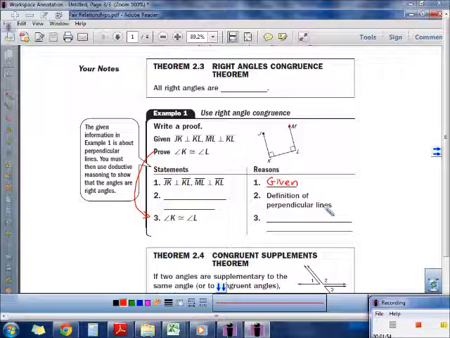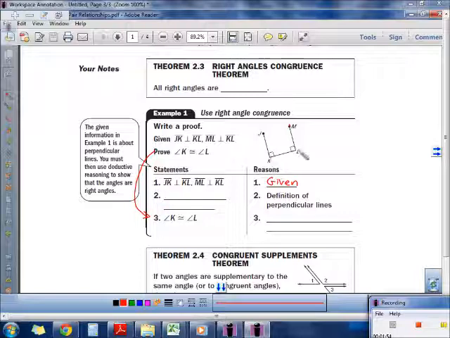Do we have that one already written down? Yep, we already have that one. Good. So definition of perpendicular lines. What's it mean if two lines are perpendicular? They intersect to make a right angle. They intersect at a 90-degree angle. So what 90-degree angles are made in this picture? How do you name the 90-degree angles in the picture?